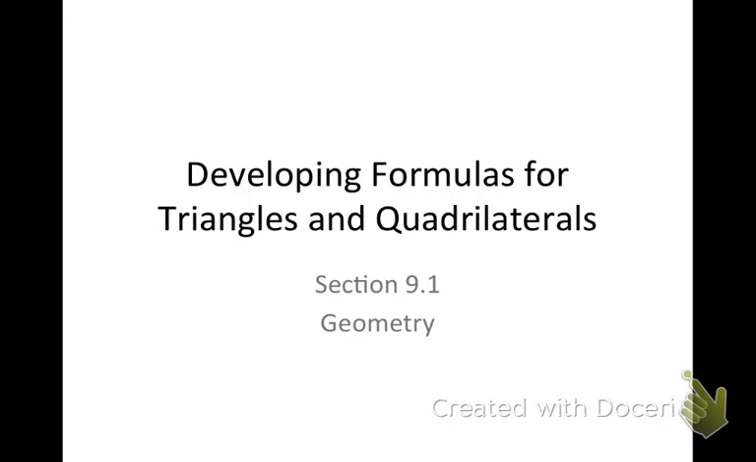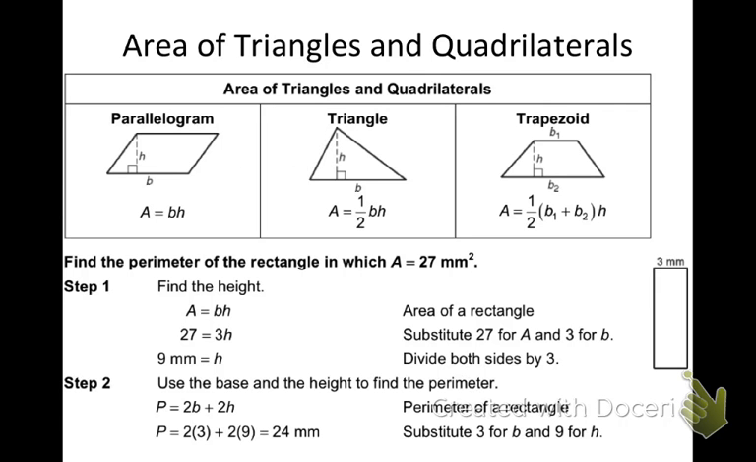Today, we're going to start chapter 9. We're going to talk about developing formulas for triangles and quadrilaterals, section 9.1. For the most part, some of today should be review, as you've already done some of this back in junior high math, some of the algebra. We did some of this early on in chapter 1. But developing formulas for triangles and quadrilaterals, section 9.1 today.